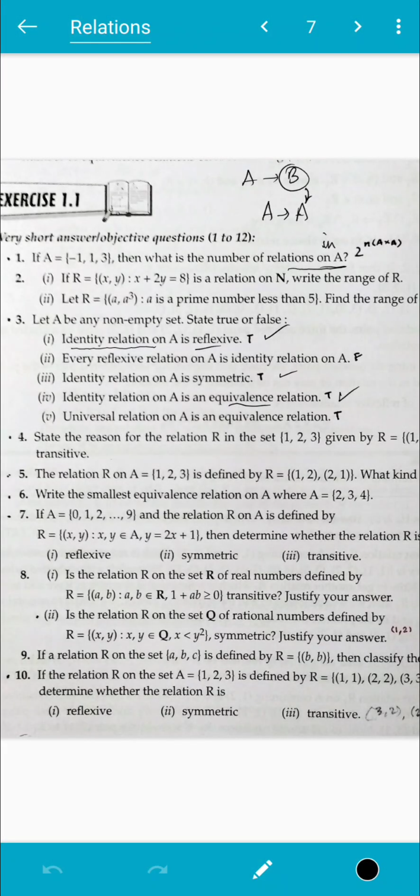So question number 8. We're given a relation R on the set ℝ of real numbers, and the relation is given by this. We want to check whether it's transitive or not, and we have to justify our answer. Okay, so is it transitive? Let's take a look at the relation.